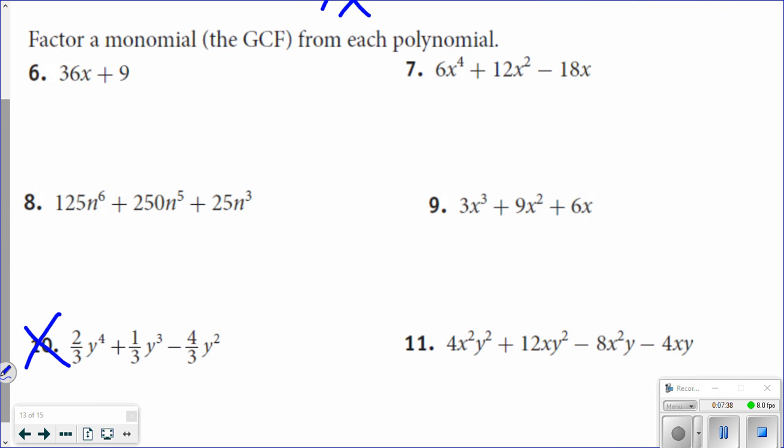We're going to skip 10. But right now, I would like you to try 6, 7, 8, 9, and 11. You can do it. You are actually factoring it out. So make sure you pull out your GCF, and then you have what's left inside of your parentheses.